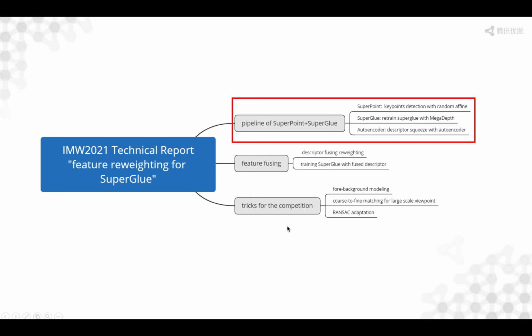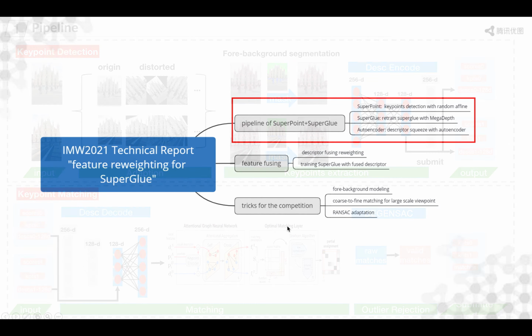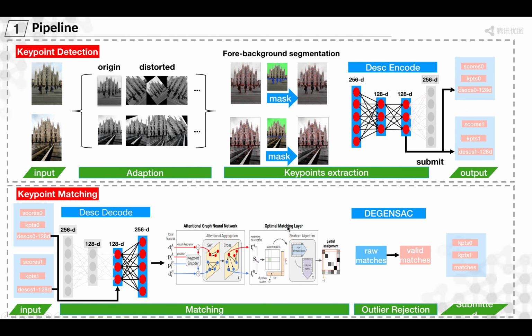We use pre-trained SuperPoint during the key point detection stage and fine-tuned SuperGlue during the key point matching stage. Specifically, we distorted the image with random homography adaptation to improve the repeatability of key points. Then, we use instance segmentation and semantic segmentation to remove useless areas. Finally, the original and the distorted images are fed into the SuperPoint model to extract key points and corresponding descriptors.